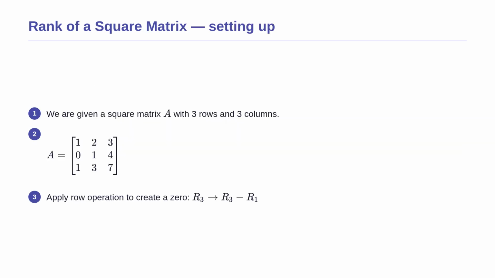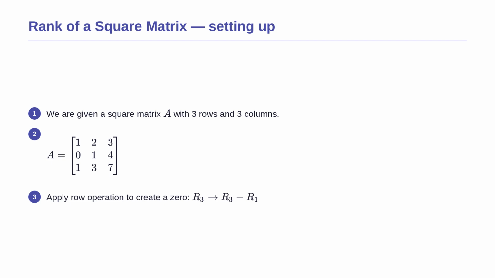Before we move on, let us see this with a concrete example. We want to find the rank of a specific 3 by 3 square matrix, which we will call A. Our goal is to perform row operations to see if any row turns into all zeros. We start by using the first row to create zeros in the column below it.